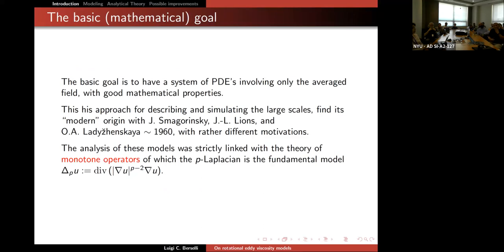And the modern approach, starting in the 60s with Smagorinsky, Lions, and Helmholtz, was more or less the same for all of them. They were using something coming from the so-called Boussinesq hypothesis, that the effect of the fluctuations on the mean flow is to increase the viscosity. So they were adding a p-Laplacian, which is a monotone operator, to the equations to see if the theory can be done with this system.